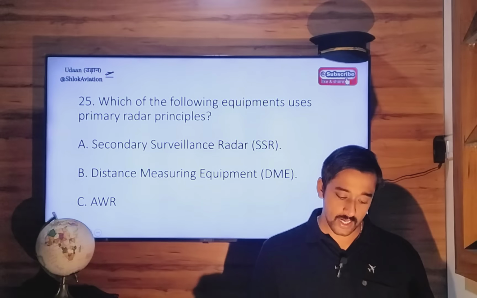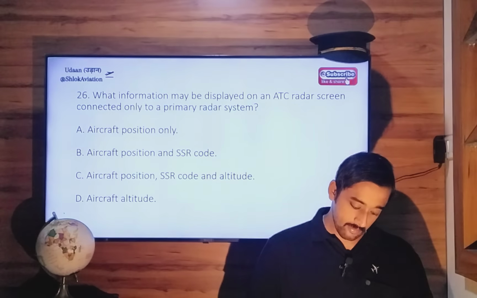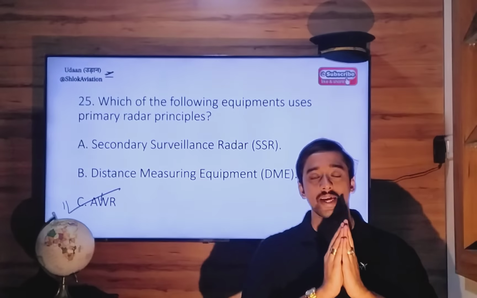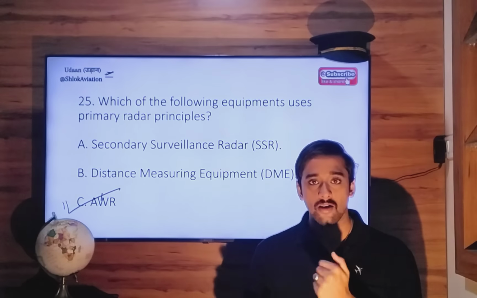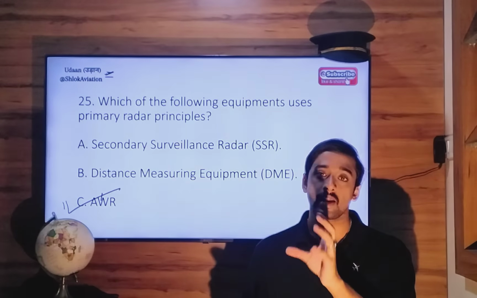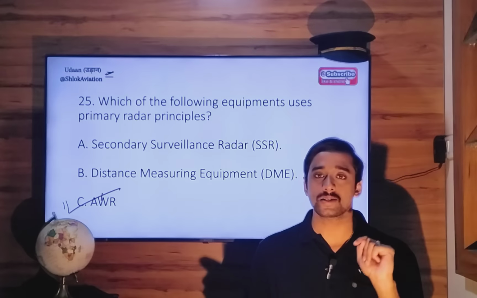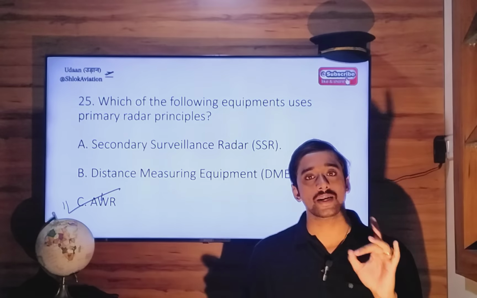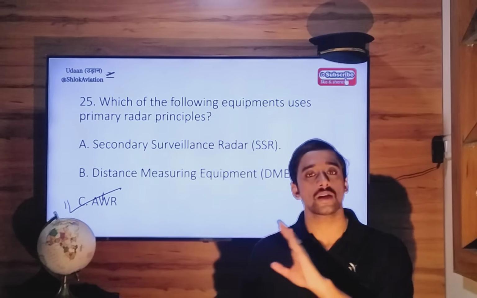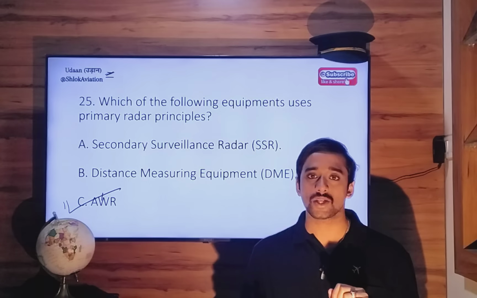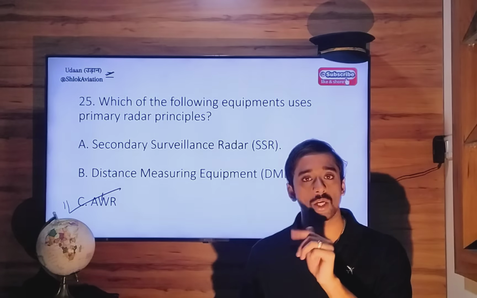Which of the following equipment uses primary radar principles? Airborne weather radar. Primary radar is where the transmitter sends a radio wave at a particular frequency towards the target, towards the aircraft. That radio wave strikes the target and gets reflected back at the transmitter. This reflection also comes at the same frequency f, so the transmission frequency is equal to the reception frequency. Secondary surveillance radar is different. The transmitter will send the radio wave at a particular frequency.